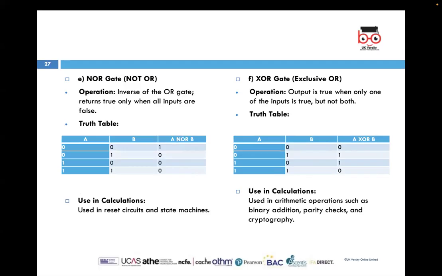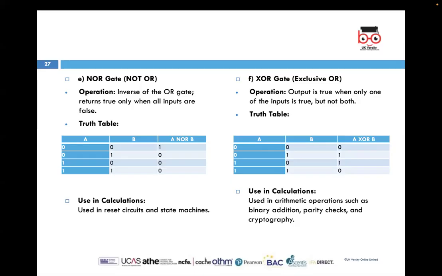The NOR gate is the inverse of the OR gate and returns true only when all inputs are false. So this is used in reset circuits and state machines. The XOR gate: the output is true when only one of the inputs is true, but not both.